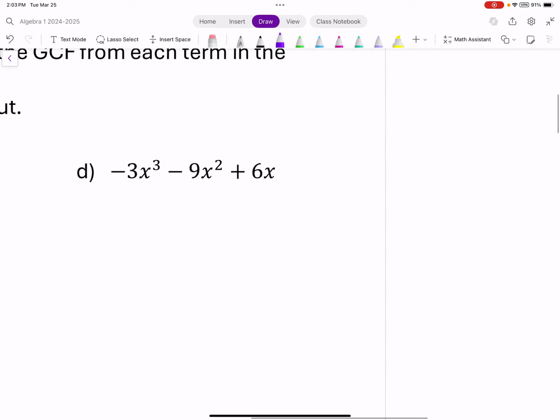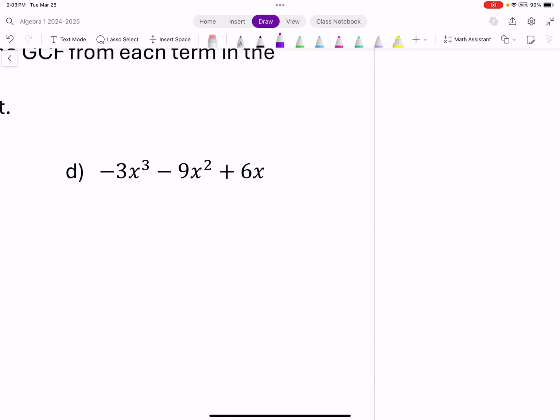Looking at letter D, this one has a negative to start our term, which means we want our GCF to be negative. We always want to try to keep that first term positive, and so by removing a negative, it will become positive. The process of finding the GCF is the same. So the number that I can divide 3, 9, and 6 by is 3. And then they only have one x in common, so my GCF is negative 3x. So that's what I'm going to divide out.